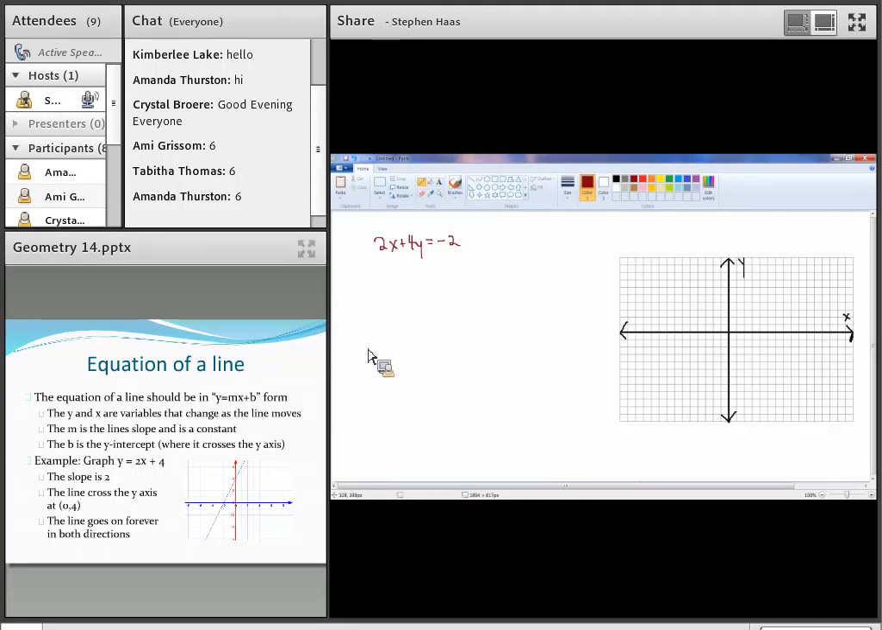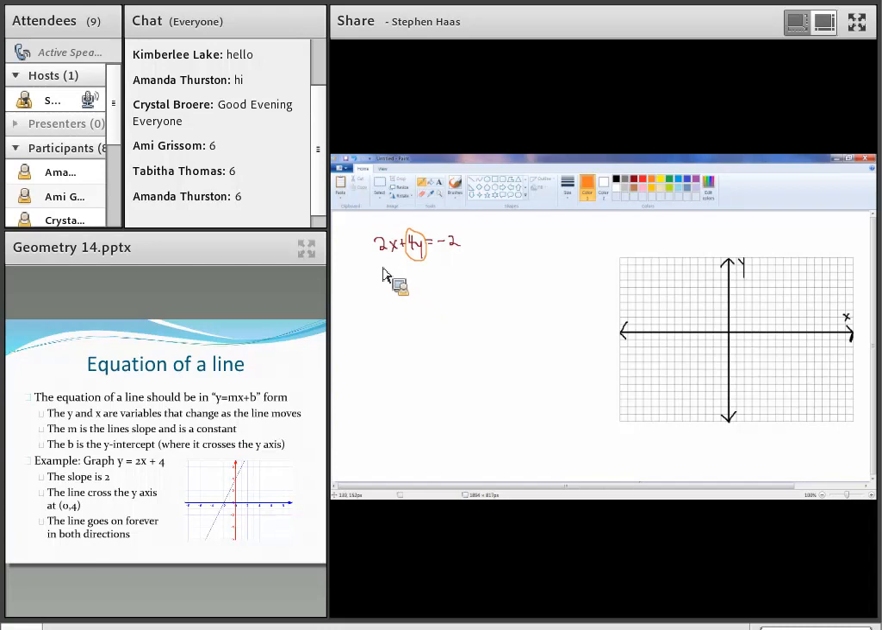Sure, you can graph it, but it makes it a lot easier when you get it into y equals mx plus b form. In other words, when you get the y all by itself, and on the other side of the equation, you have an x term and a number term. So how do you get this into y equals mx plus b form? Well, the first thing you got to do is get the y term by itself. How do you get rid of everything but the y term? I'll circle this in orange because we're going to want the y term by itself. How do you get the y term by itself on one side of the equal sign?